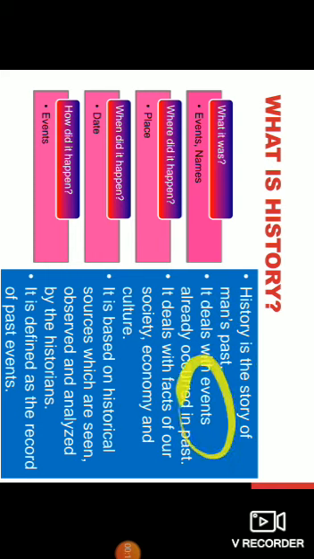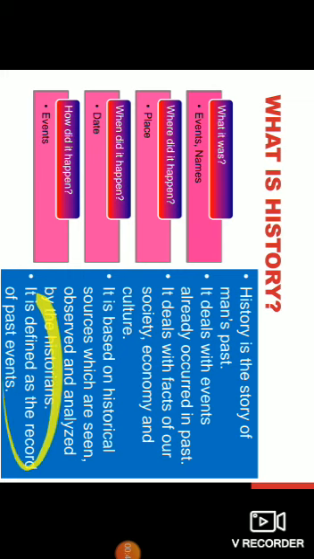It deals with the events that have already occurred in the past. It deals with the facts of our society, economy and culture. It is based on historical sources. There are two historical sources, archaeological and literary source. These two sources are seen, observed and analyzed by the historians. Historians are the people who study the past events. So history is defined as the record of all the past events.